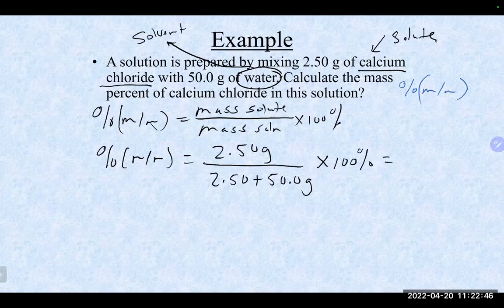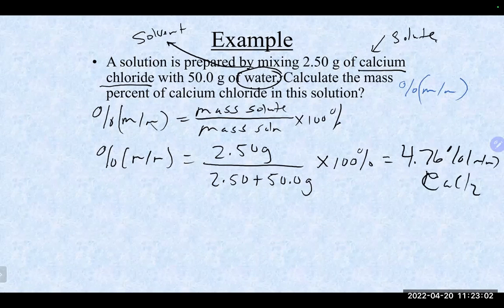And if we do that, 2.5 divided by 52.5 times 100 gives us a 4.76% by mass calcium chloride solution. Any questions on that calculation there? What does that basically mean? It basically means for every 100 grams of solution, you got about 4.7 grams of calcium chloride that has been dissolved in it. Any questions on that one?